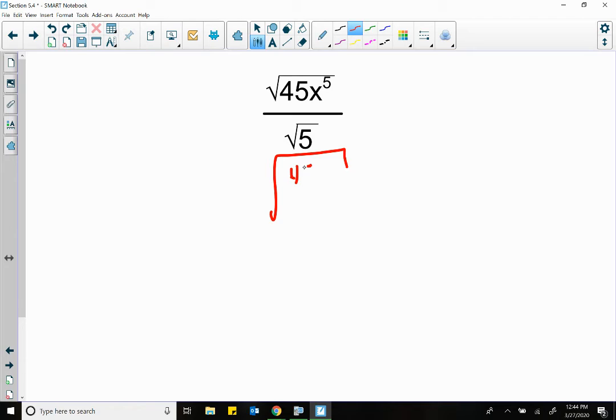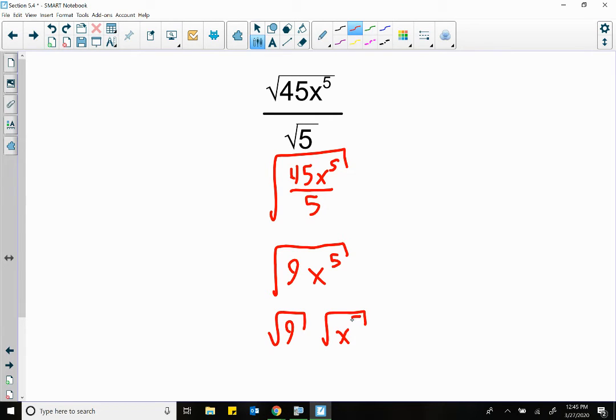So 45x to the 5th all over 5. And 45 can be divided by 5. So that will give us 9x to the 5th. See, numbers are reducing each other. And this is much easier to deal with because we know how to simplify this radical. We'll just separate it out: the square root of 9 and the square root of x to the 5th. Okay?